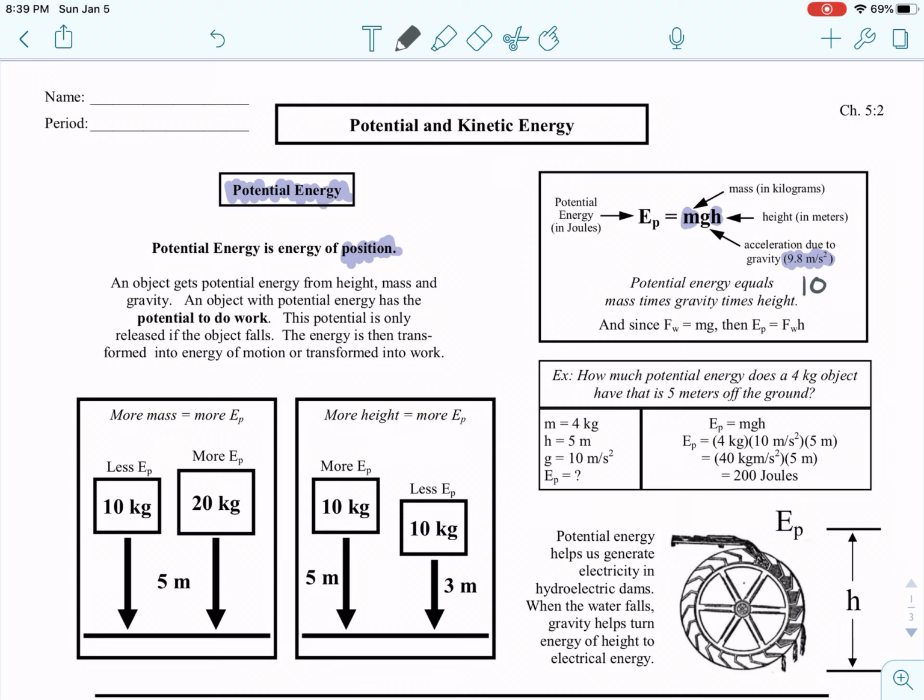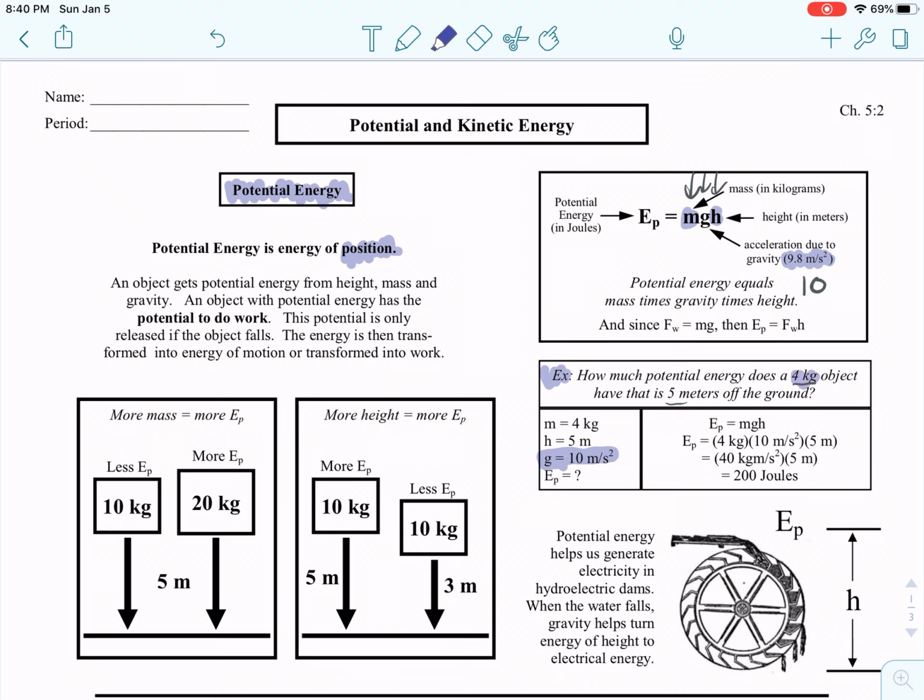So let's take a look here at this sample problem. I got the wrong thing tapped. Sorry about that. So it says, how much potential energy does a 4 kilogram object have that is 5 meters off the ground? Now, in the problem, it looks like they only gave us 2 pieces of information. And if you look at the potential energy formula, it says that we need 3. But just remember, once again, g is equal to 10. So I have that highlighted here over on the side.